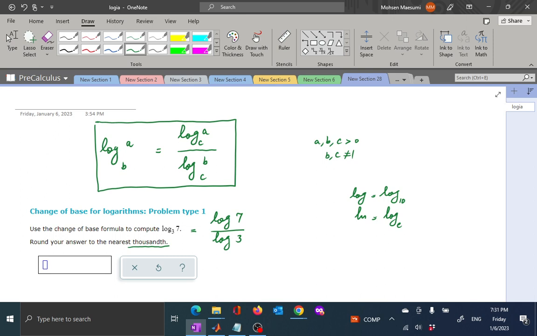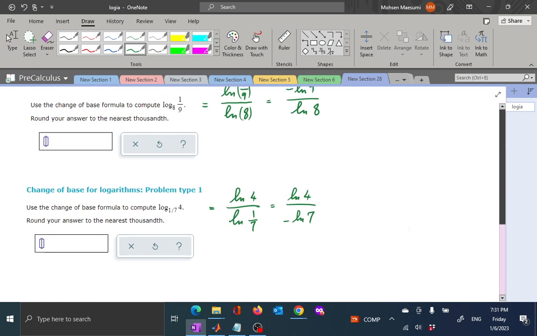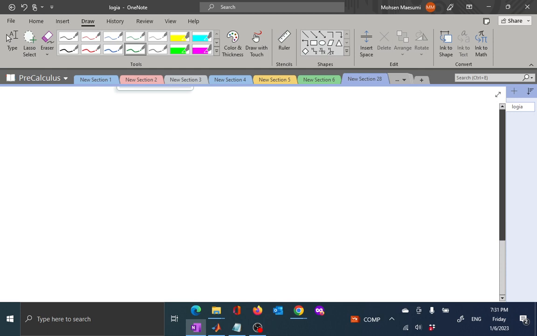So the question is, where does the formula itself come from? Okay, so logarithm of a in base b is logarithm of a in base c over logarithm of b in base c. And the question is, why is that so?